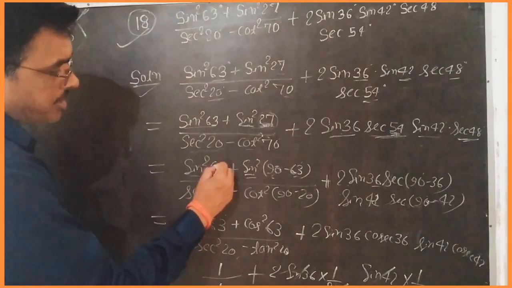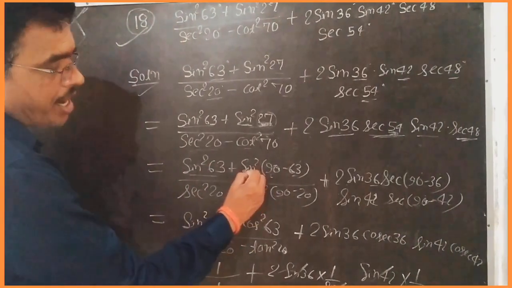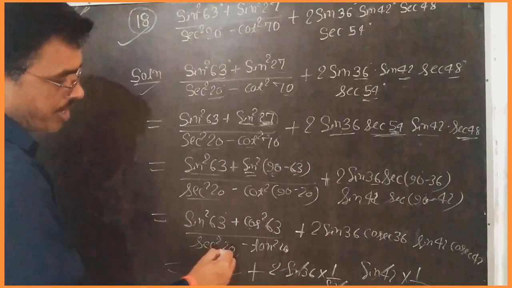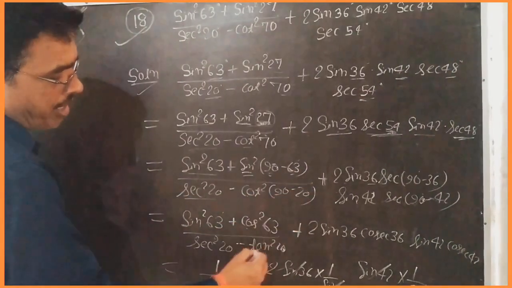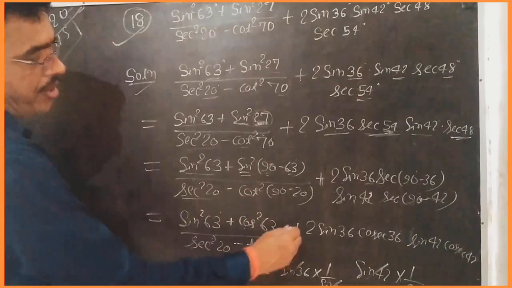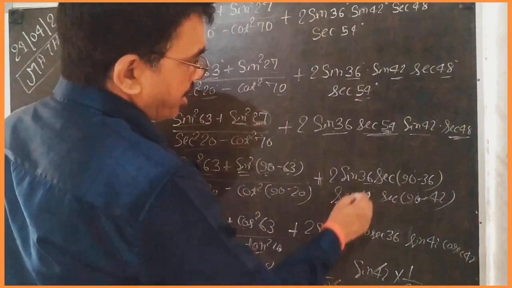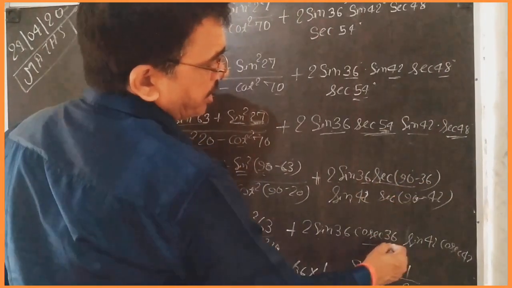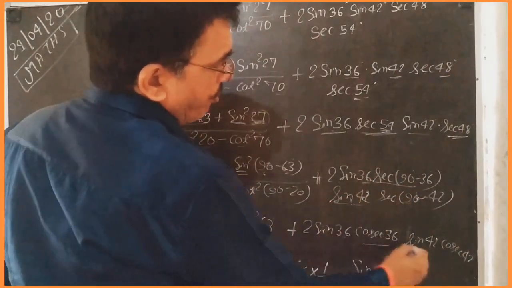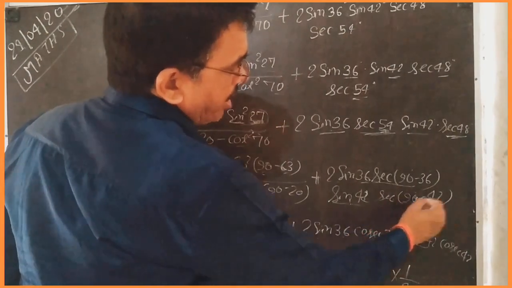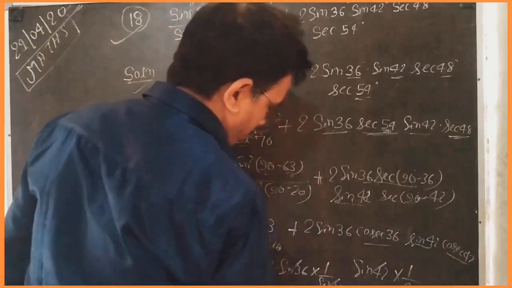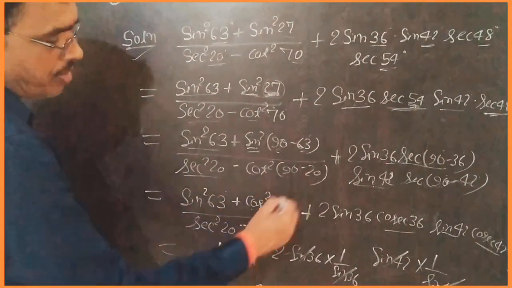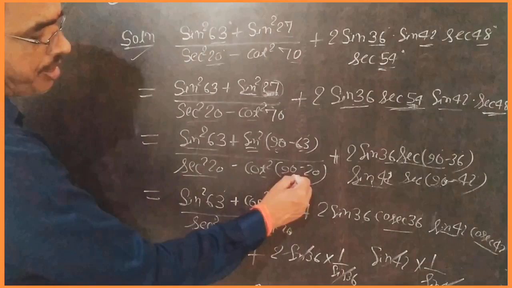Here is sin 63 degree plus, this is sin 90 minus theta, that is cos theta. Here is sec square 20 degree minus cot 90 minus theta, that is tan theta, plus 2 sin 36 into sec 90 minus 36, cosec 36, into sin 42 and sec 90 minus 42 is equal to cosec 42. Similarly, here is sec square 20 and cot 90 minus 20 is tan square 20. It is the complement of the tan.